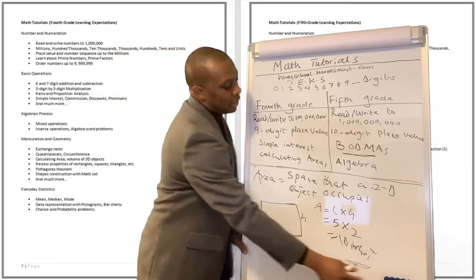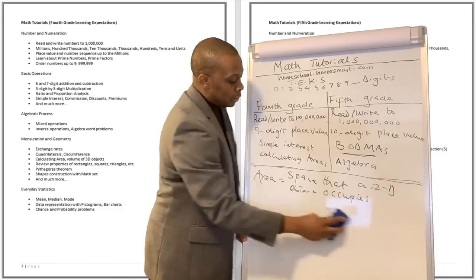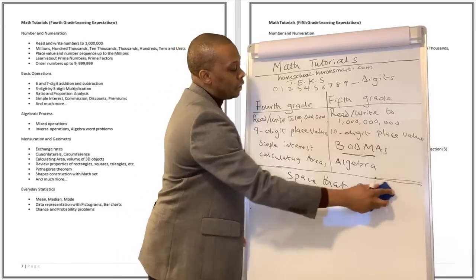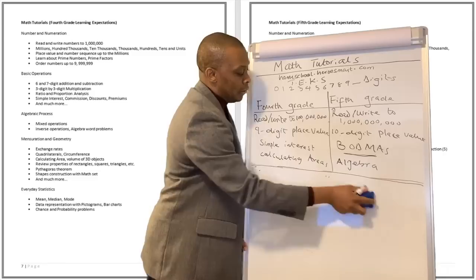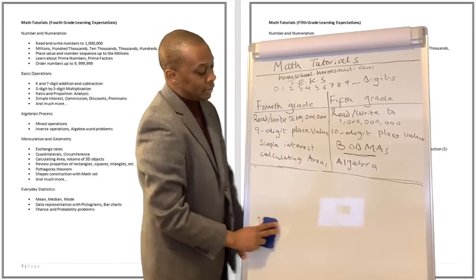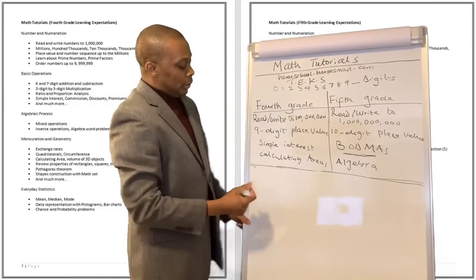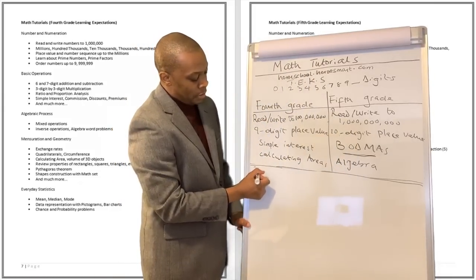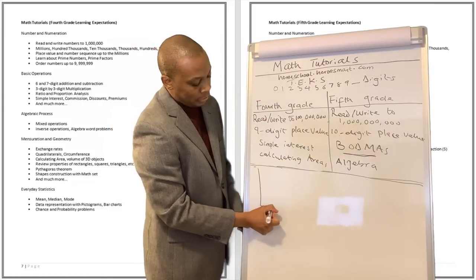All right, let's take another shape. So look at this shape over here. We want to calculate the area of a right-angled triangle. All right, so let's take a look at it. So look at this shape here. So this is a right-angled triangle.